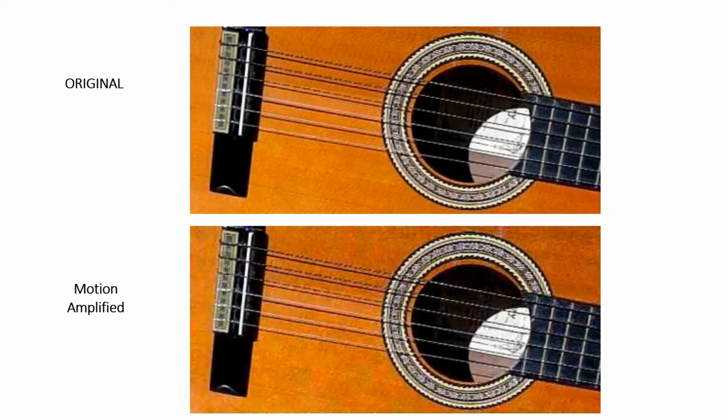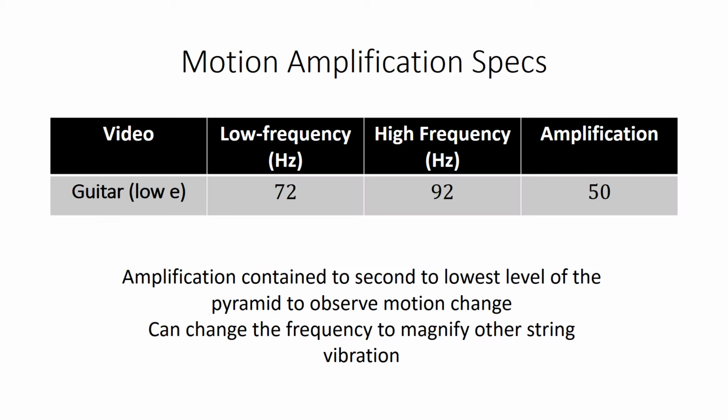For the low E on a guitar, the vibrational frequency is 82 Hz, so we magnified an area between 72 and 90 Hz by 50. All the amplification was done in the Laplacian levels to amplify movement of the string and not color changes. For the other strings, we could change the frequency to match the specific note and amplify that motion instead.